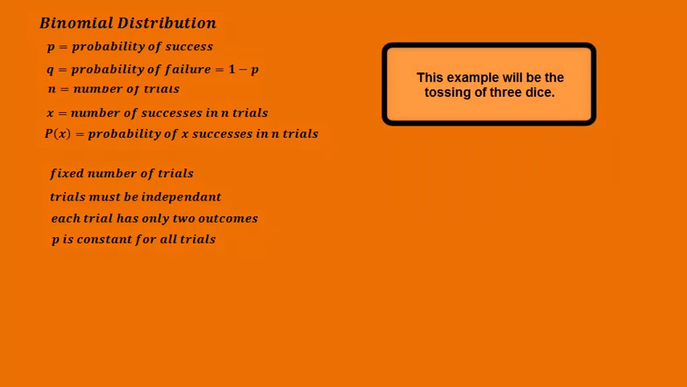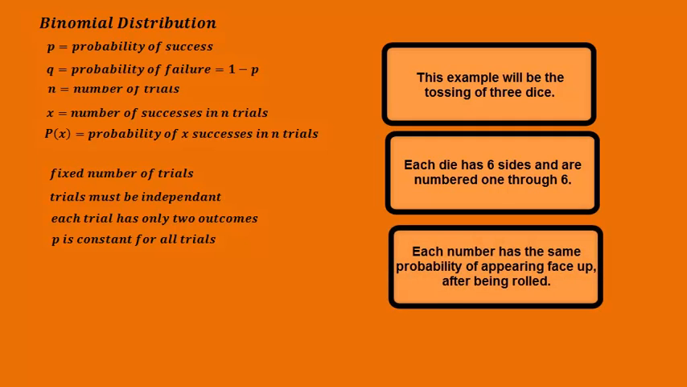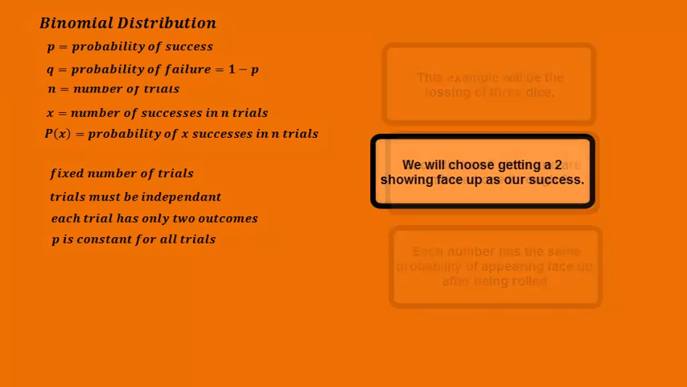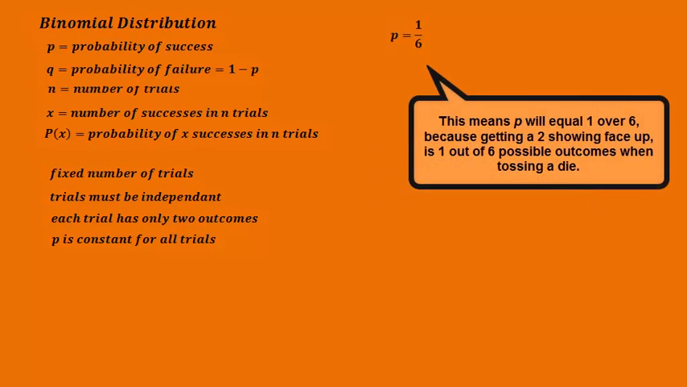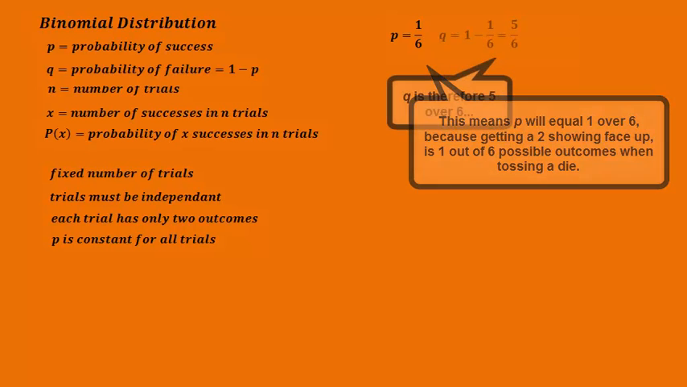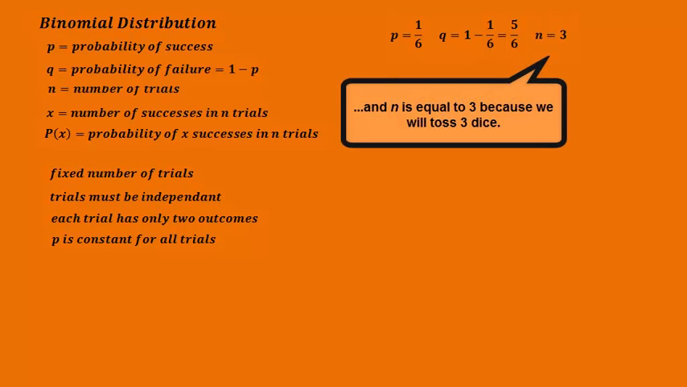This example will be the tossing of 3 dice. Each die has 6 sides and they are numbered 1 through 6. Each number has the same probability of appearing face up after being rolled. We will choose getting a 2 showing face up as our success. This means p will equal 1/6, because getting a 2 showing face up is 1 out of 6 possible outcomes when tossing a die. q is therefore 5/6, and n is 3 because we will toss 3 dice.